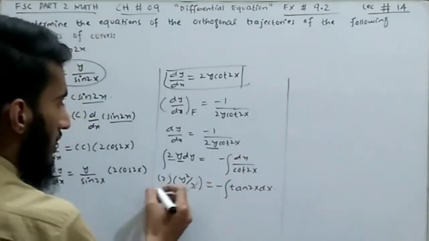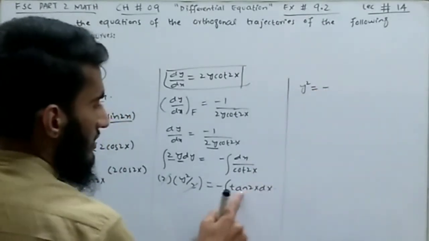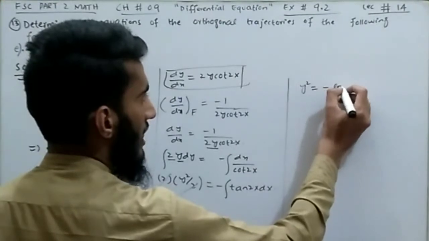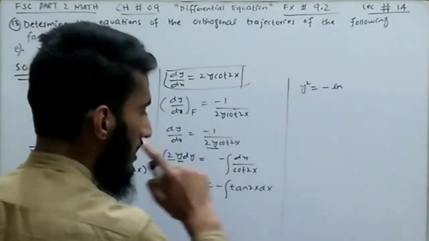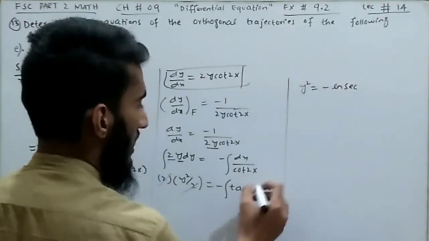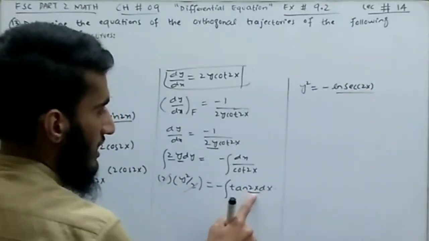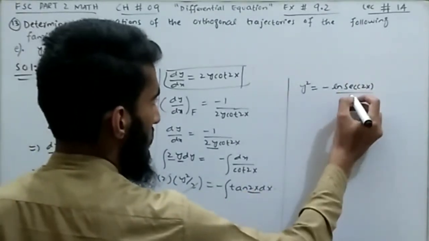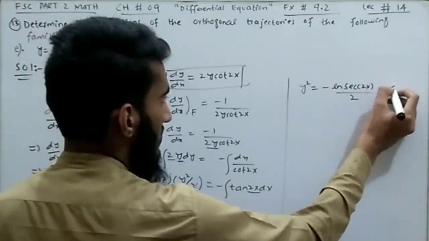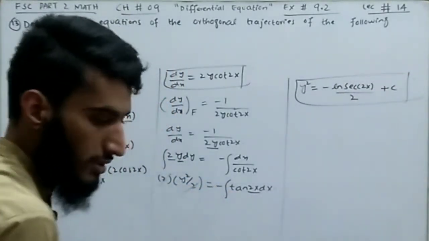Further simplify, 2 cancels with 2, we are left with y square, which is equal to minus the integration of tangent, which is ln secant x. So over here 2x, it becomes ln of secant 2x, because the function is 2x. Also take the derivative of this 2x in the denominator, it becomes 2. So minus ln of secant 2x over 2 plus the constant of integration. This is the required equation of the orthogonal trajectory.